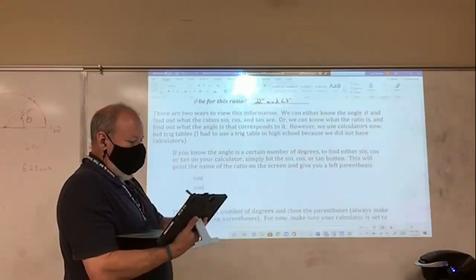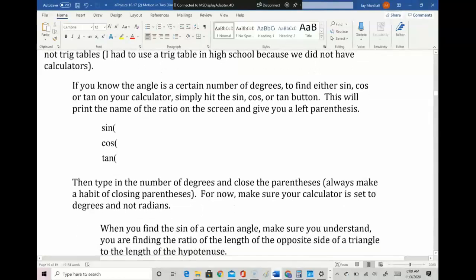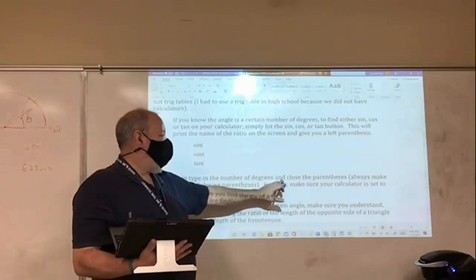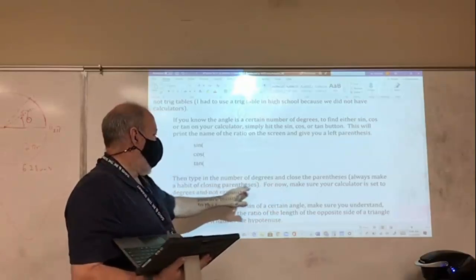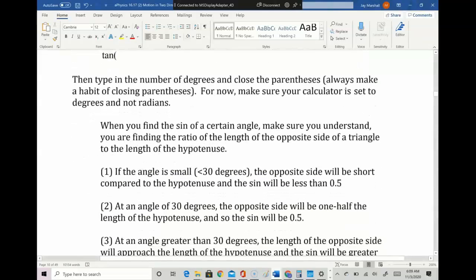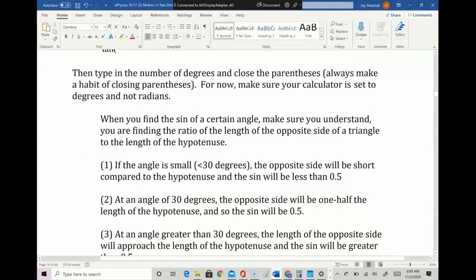So if you know the angle is a certain number of degrees, to find either sine, cosine, or tangent on your calculator, simply hit the sine, cosine, or tangent button, and this will print the name of the ratio on the screen and give you a left parenthesis. So if I hit the sine button, it'll print sine and then a parenthesis on the screen. Then you type in the number of degrees and close the parenthesis, and make sure your calculator is set to degrees, not radians, and that will give you the sine.